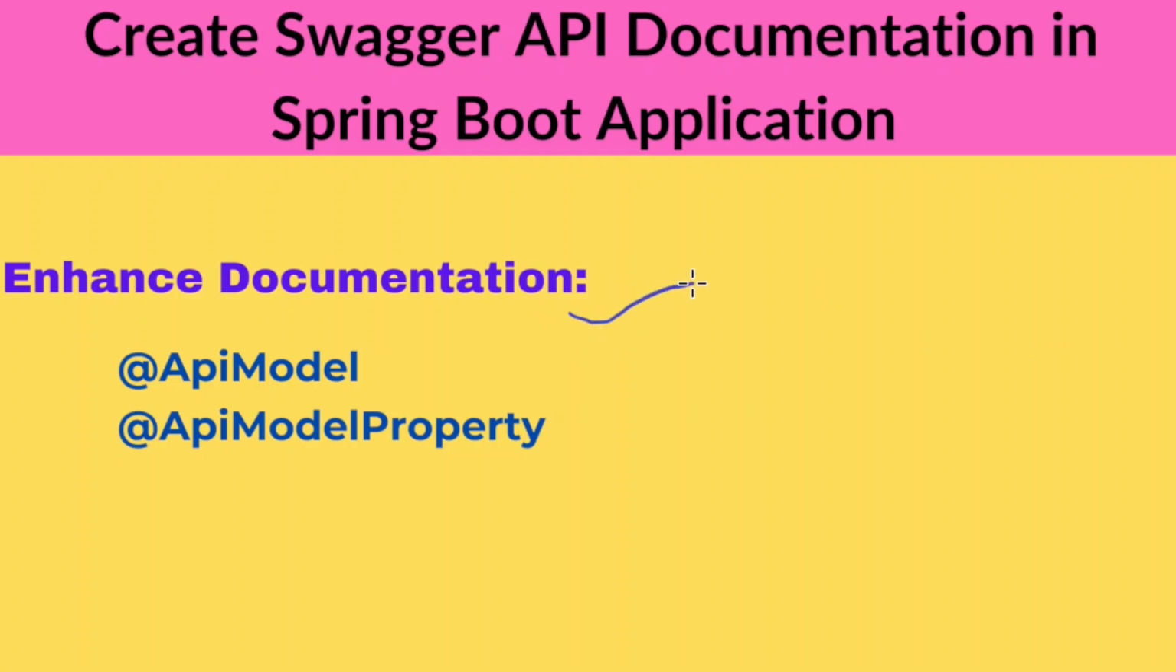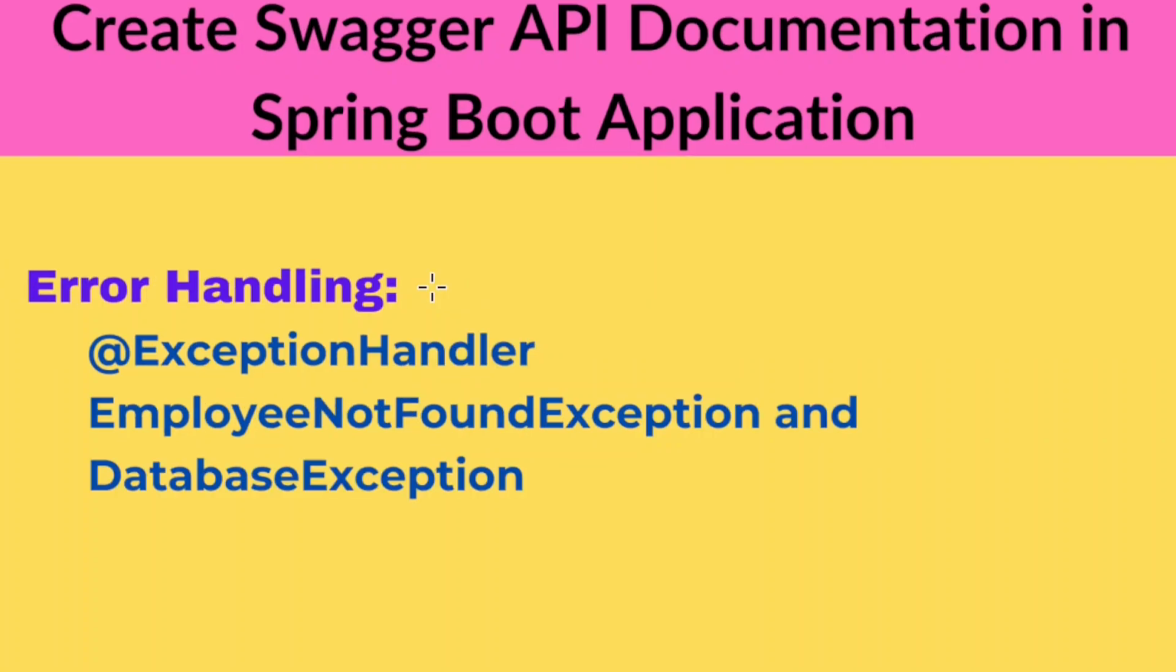Use the @ApiModel to provide the description for your data models. Add @ApiModelProperty to describe specific model attributes. And then error handling. Implement error handling in your controller using @ExceptionHandler. Handle exceptions like EmployeeNotFoundException and database exception. Customize error responses for a professional and user-friendly experience.